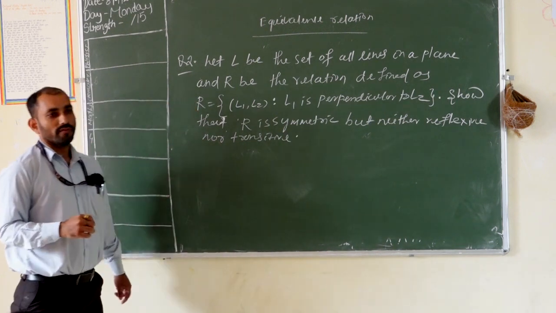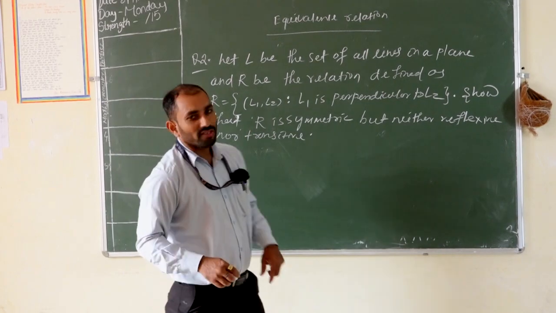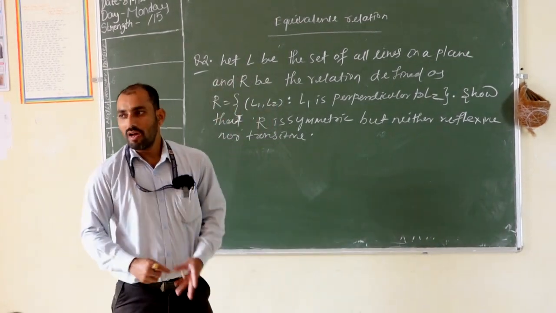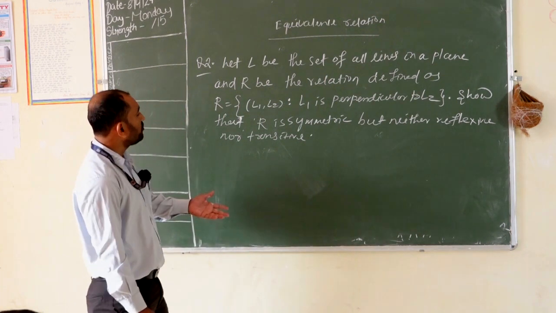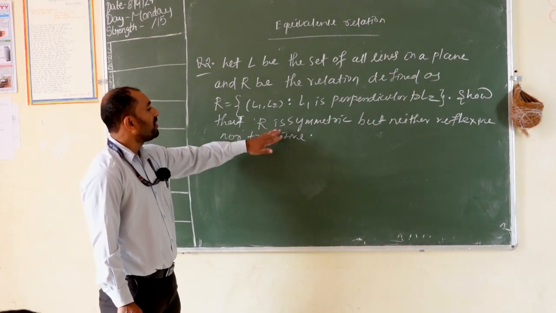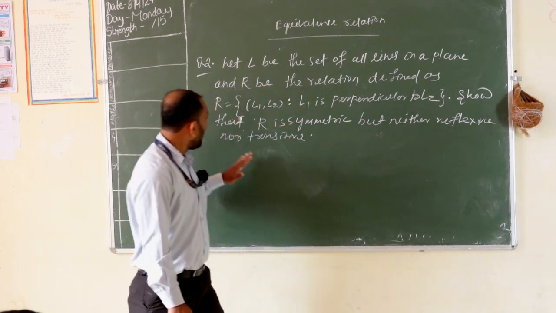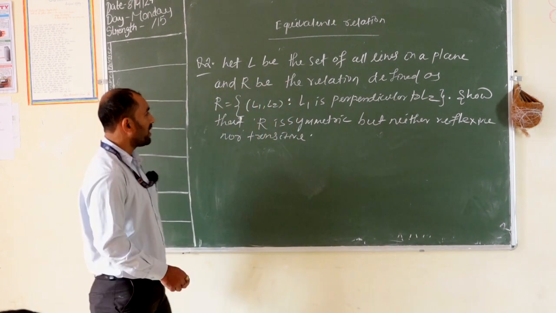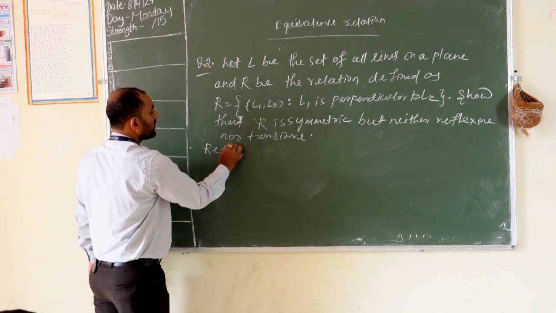Look at this question. That means this relation is not an equivalence relation because it does not satisfy all three conditions. But you have to show, at any cost, that R is symmetric but neither reflexive nor transitive. How is it possible? Look here, first we go for reflexive.